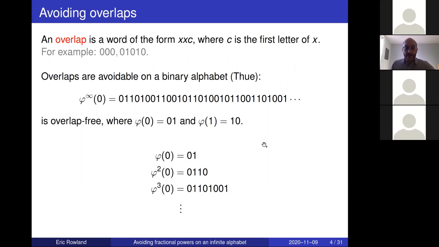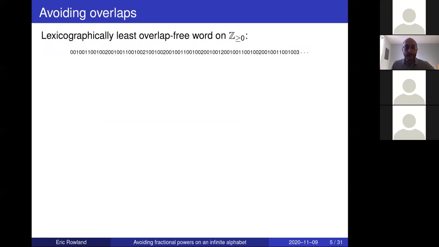So what about an infinite alphabet? Well, here is a prefix of the lex least overlap-free word on an infinite alphabet. And what Mathieu and Jeff realized is that the way to look at this word is like this. If you break it up into blocks like this, it will really show the structure.